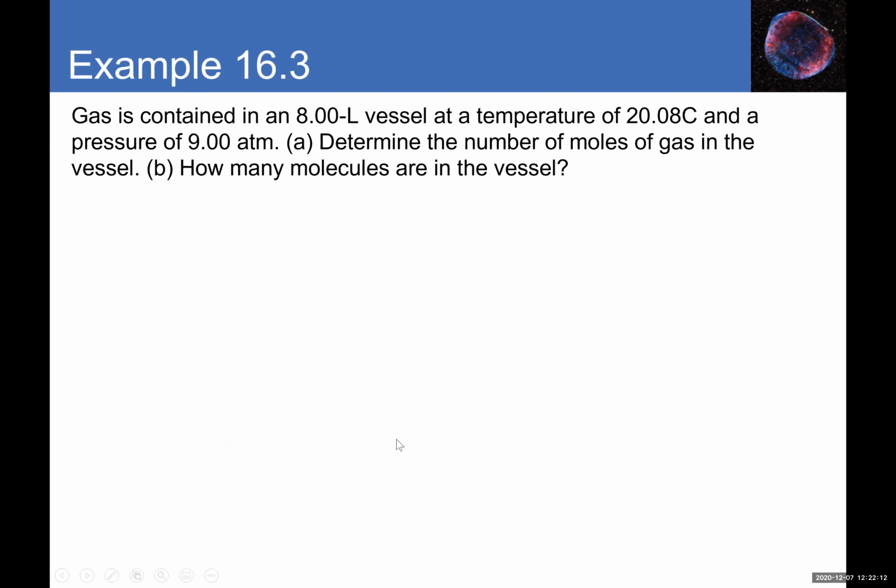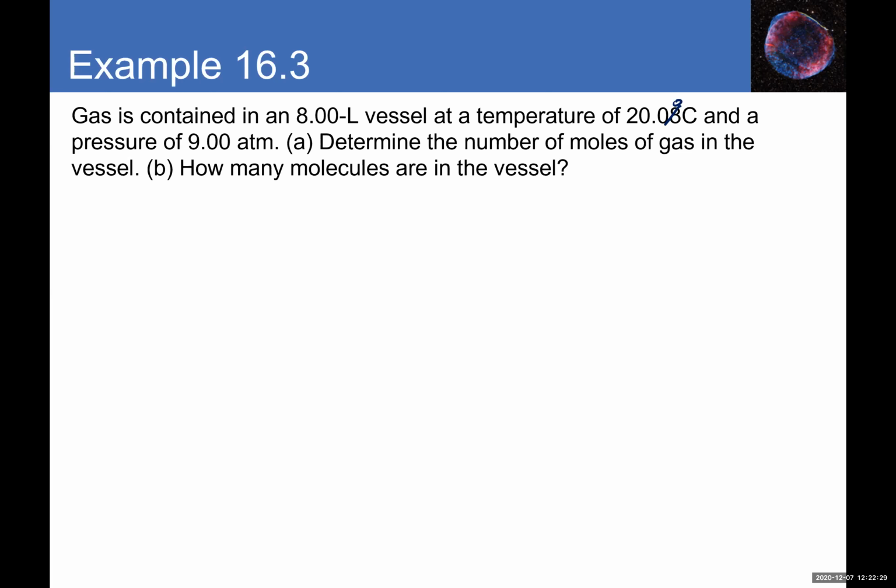Here's another example. Gas is contained in an 8-liter vessel at the temperature of 20 degrees Celsius. This 80 should actually be 8 liters. And the pressure of 9 atm. Determine the number of moles of gas in the vessel. How many molecules are in the vessel?